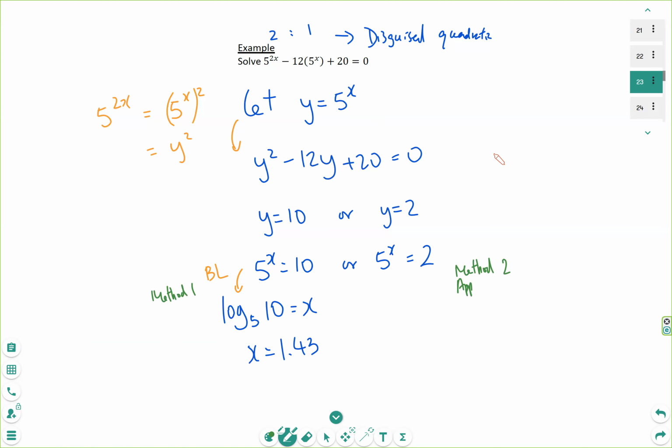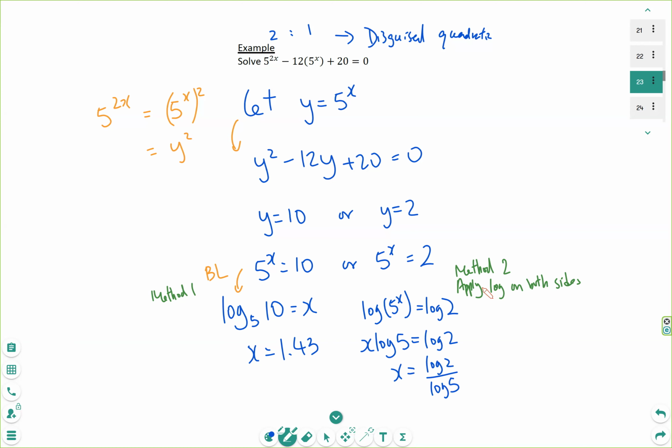We apply log on both sides. See which one you like, both ways work perfectly. So we apply log on both sides, it becomes log of 5 to the power of x equals log 2. Then to bring the x down, we can use the power law. So x log 5 equals log 2, so x equals log 2 over log 5, which you put in the calculator is 0.431. So you can either apply the base law or apply log on both sides and then apply the power law.